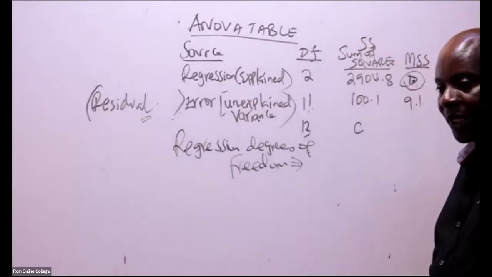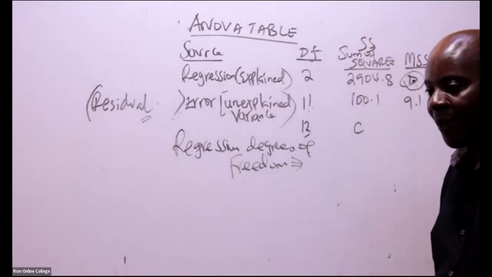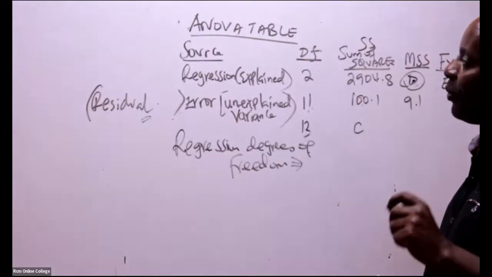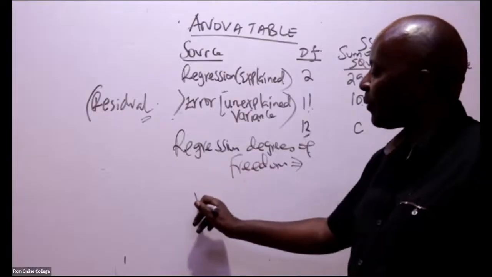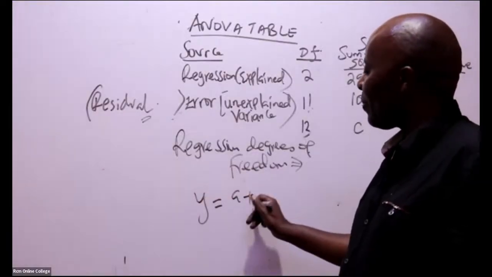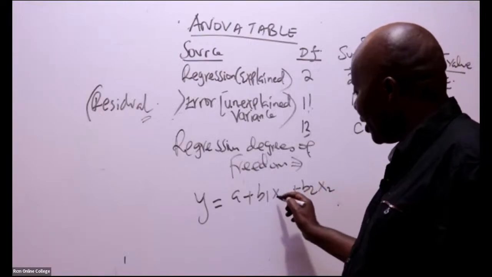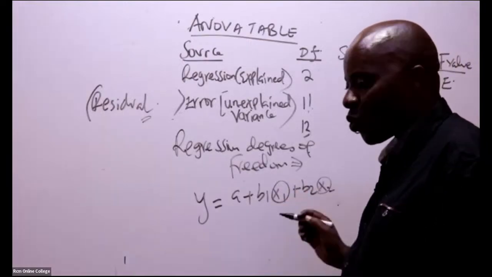Very important. Explain k. K is the number of predictor variables. Like we had this equation of ours, A plus B1 x1 plus B2 x2. These are the predictor variables, and they were 2.